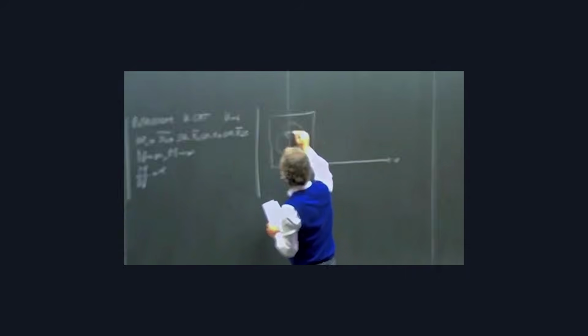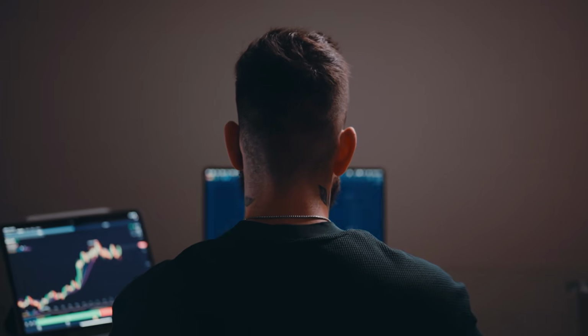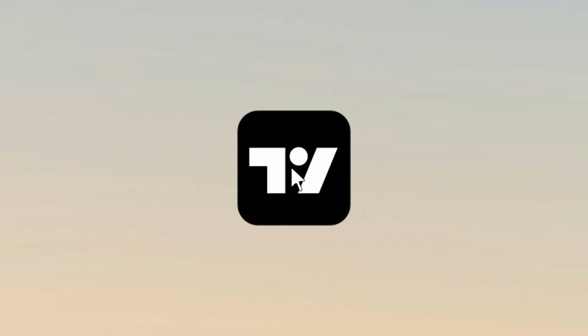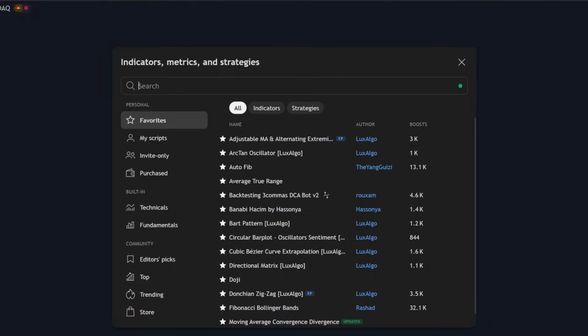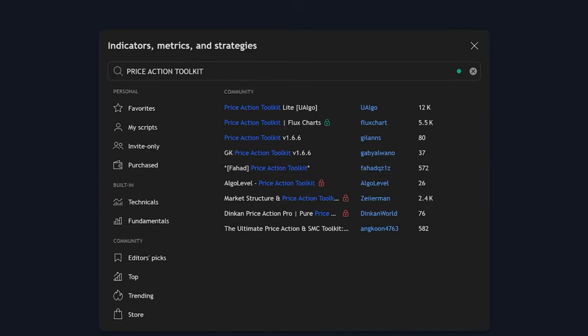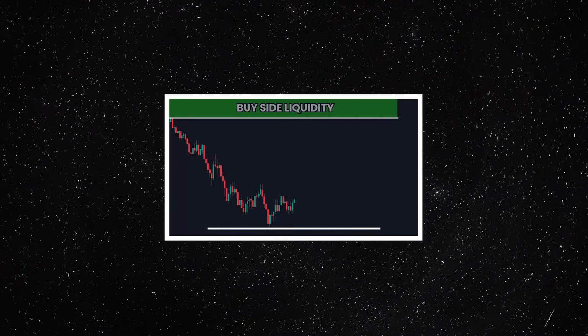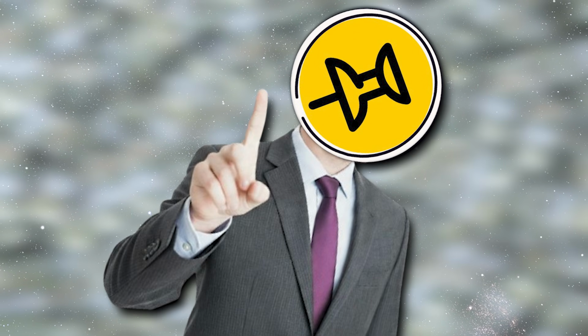Now, everything I just did by hand took experience, screen time, and honestly, a tolerance for self-doubt. Was that really a valid sweep? Is that sweep significant enough for a chalk? This is exactly why I use my favorite indicator. I open TradingView, hit the Indicators tab, and type in Price Action Toolkit by Flux Charts. Every single step of this strategy has a dedicated feature in this toolkit. So let me show you how every step gets automated.